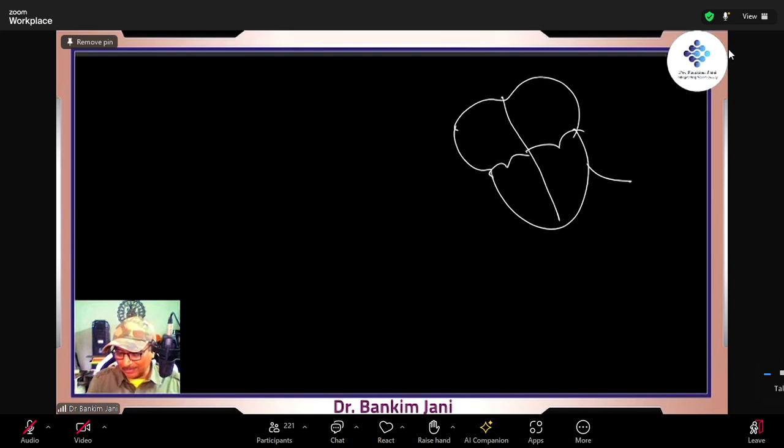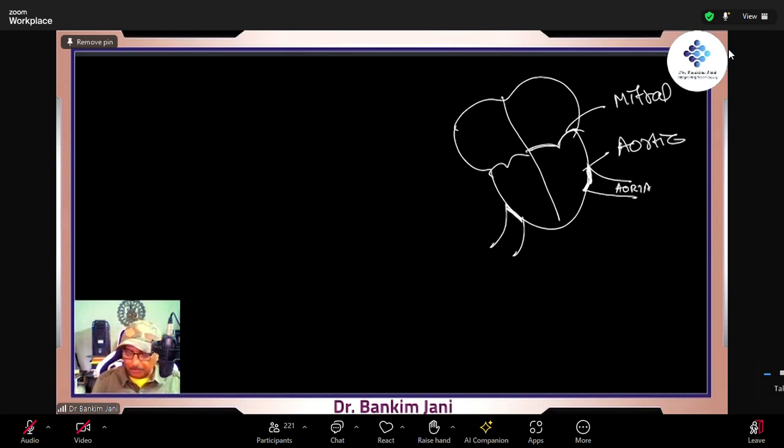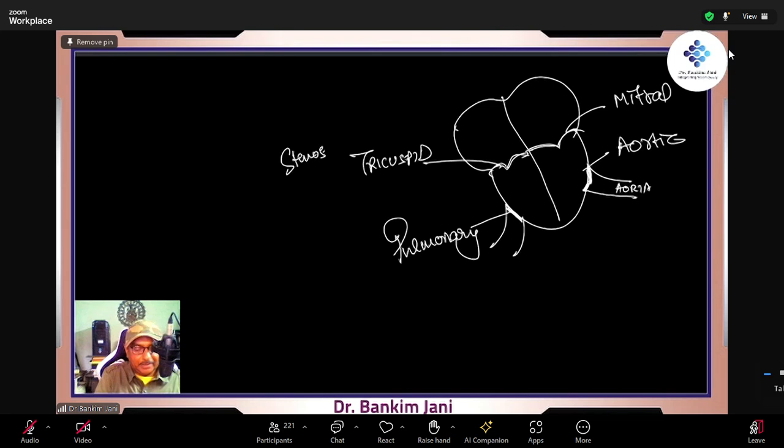Right over here, a schematic diagram. This one, as we said, is the mitral valve, which is bicuspid. Similarly, there is the valve at the aorta, so that's why it is called the aortic valve. Similarly, this one would be the pulmonary valve. And this one would be the tricuspid valve. Now, every valve can go for stenosis, and every valve can go for regurgitation.